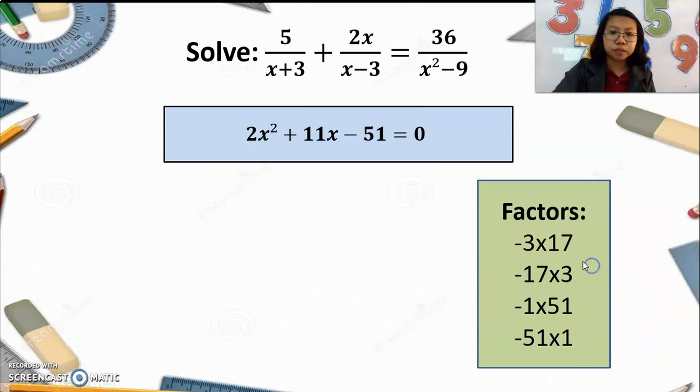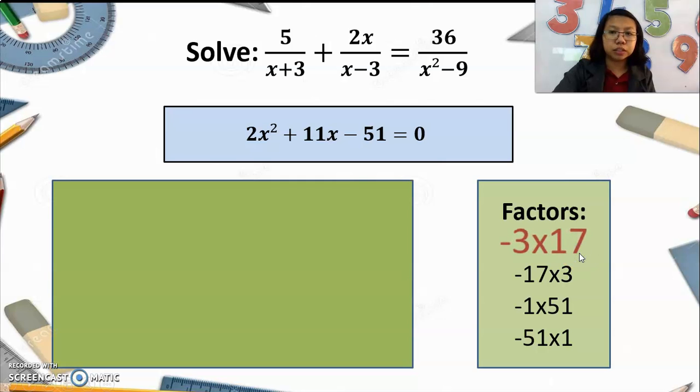And then again, we just need to do trial and error because we have a coefficient for the value of a.